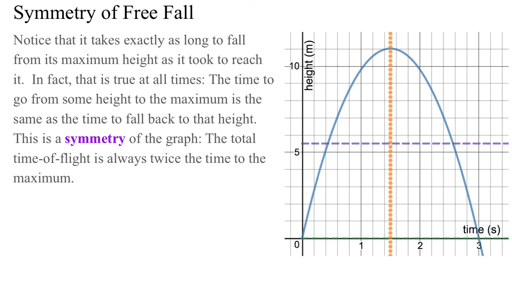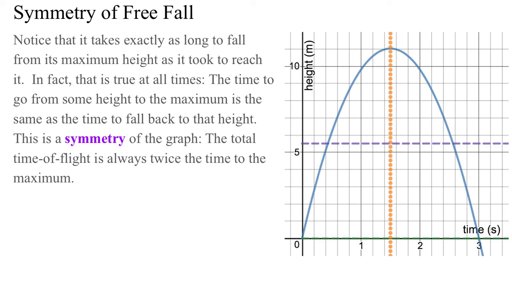The symmetry of free fall. Notice that it takes exactly as long to fall from the maximum height as it took to reach it. So this is some ball thrown upward. And remember, it's being thrown up and down, but we just plot its height as a function of time, and we get this nice parabolic curve because it's constant acceleration. And notice that the time it takes to get to the maximum height is exactly the time it takes to reach back to the ground again.